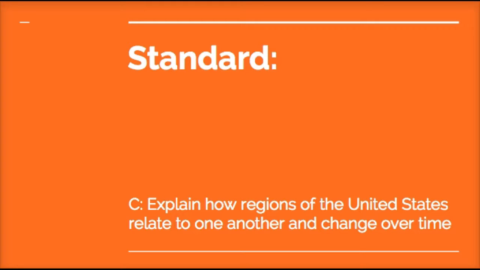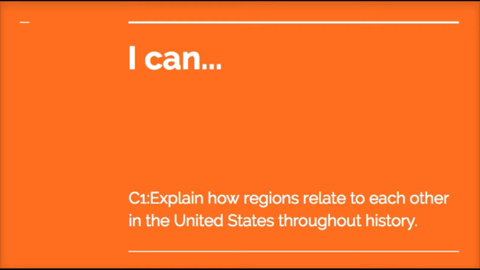This theme of geography goes really well with HEI in 7th grade because a lot of the times we're going to have new people come to this new continent and they have to learn how to adapt to their environment. And then as they expand and move across the continent, it's going to break up into regions, and there's going to be different issues and adaptations they have to make depending on where they live because of what the land's like in that region. The I can statement is C1, and it explains how regions relate to each other in the United States throughout history.